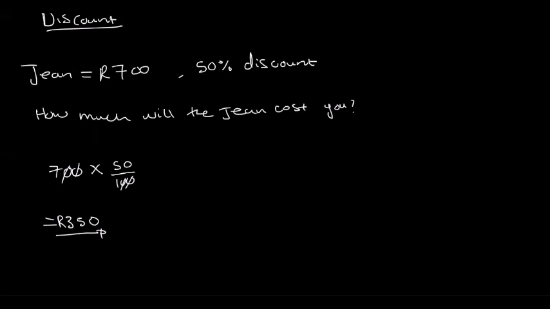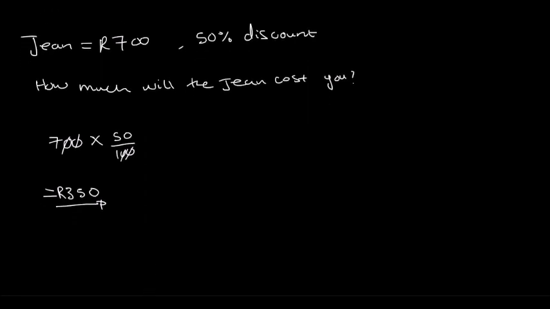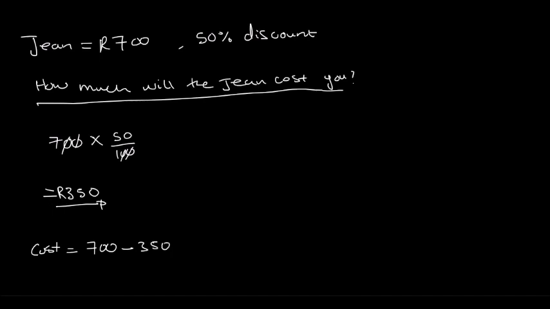After finding your 50% discount, which is 350, you will go to the original amount, because you haven't answered the question: how much will the jean cost you now? So the cost is going to equal the original amount, 700 rand, minus 50%, which is 350, and in this case it's going to cost you 350 rand.